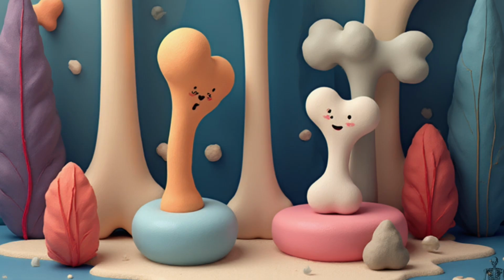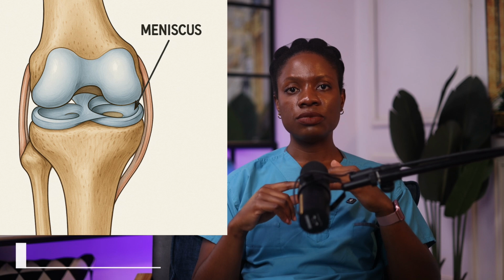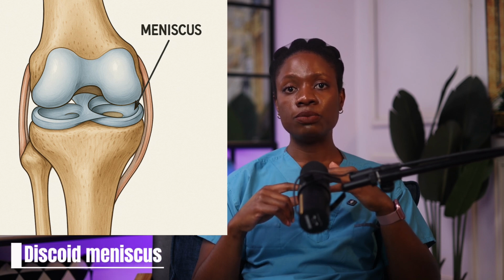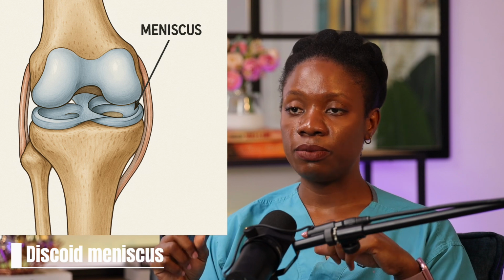What are the causes of meniscus injuries in children? Meniscus injuries in children can happen in two main ways. One is mostly through sports or active play. A sudden twist, a sudden squat, or a pivot, especially in football, netball, or basketball, can tear the meniscus. The second is that some children are born with a thicker, disc-shaped meniscus called the discoid meniscus, and these are more prone to tearing.